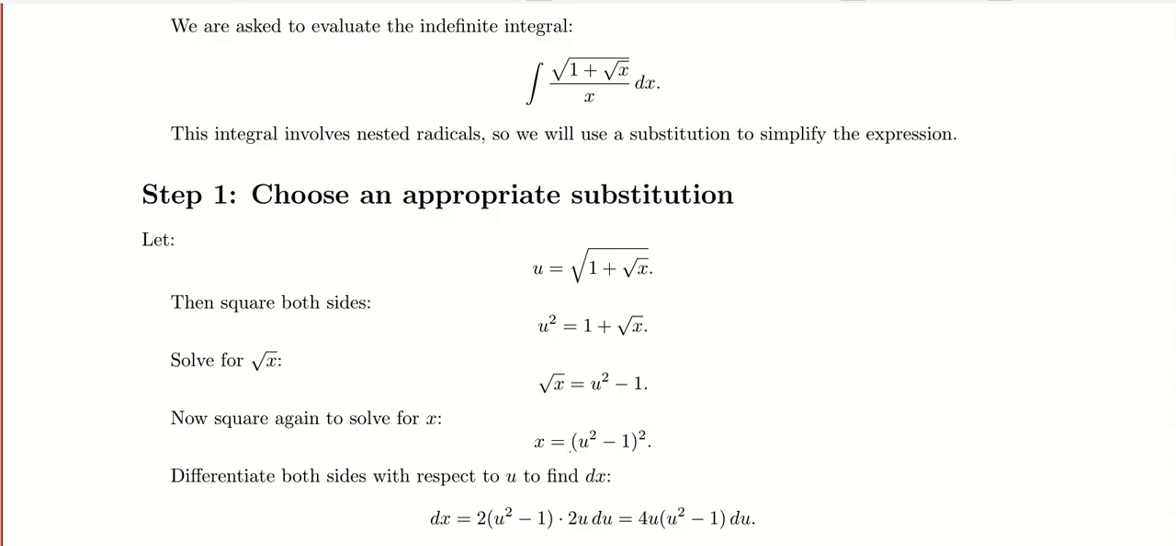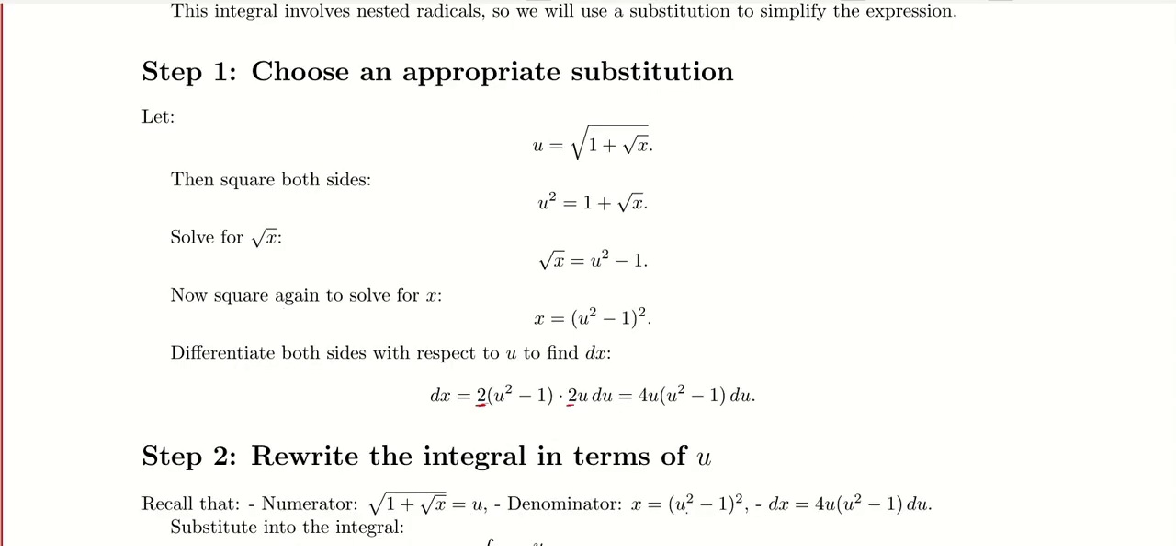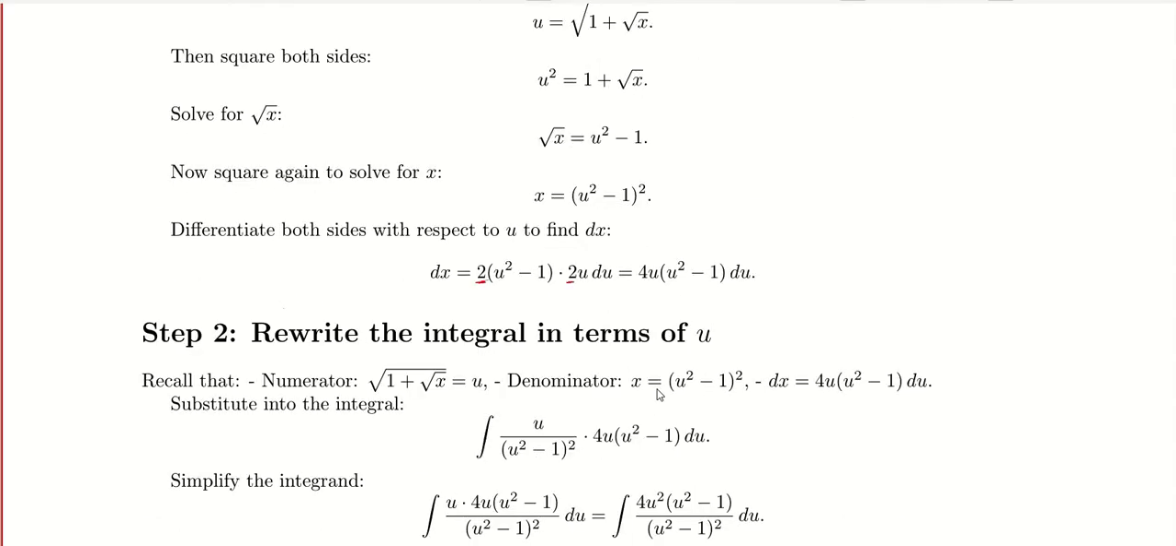So now dx I can solve for, using the chain rule, is 2 times u squared minus 1 times 2u, but these two are going to make 4. So it's 4u times u squared minus 1 du. So now we can replace it.